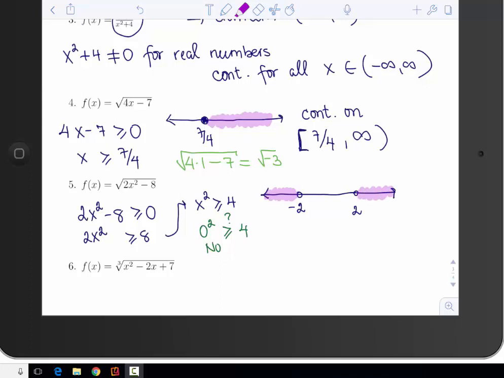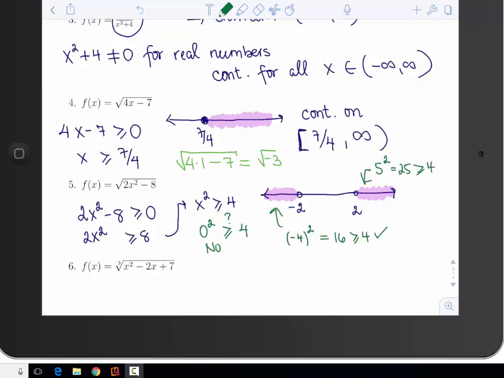Okay, so from negative infinity to negative 2, not including values between negative 2 and positive 2, and then from 2 to positive infinity. You can always check this. Plug in a value from here. So let's say negative 4 squared. That is positive 16. That's greater than 4. Anything from here, let's say 5. 5 squared, that's 25. That's greater than 4.